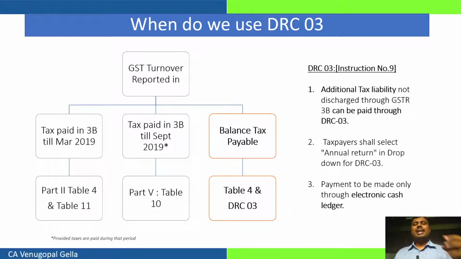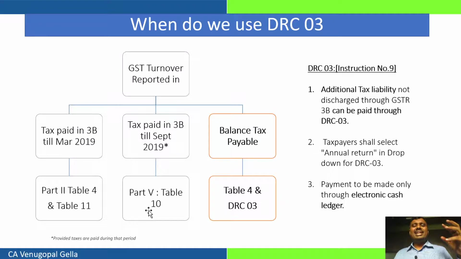So friends, please understand that the taxes paid in the financial year 18-19 through 3B, we report them in table 4. If the taxes are paid up until September 19 through 3B, we report it in part 5 table 10. Only when you realize some taxes are not paid will you be using the DRC03 challan.